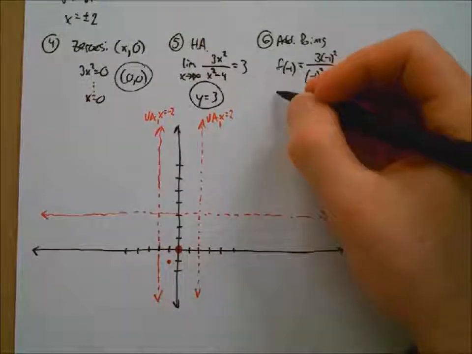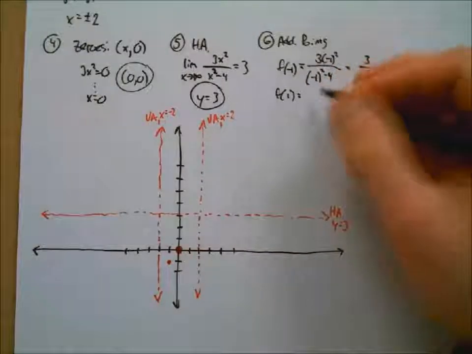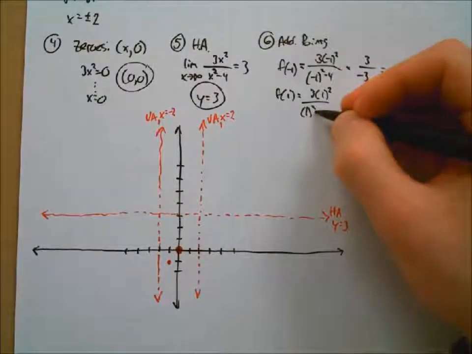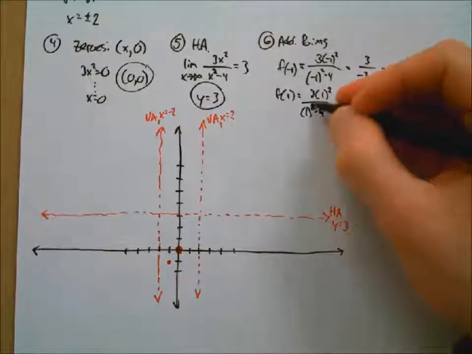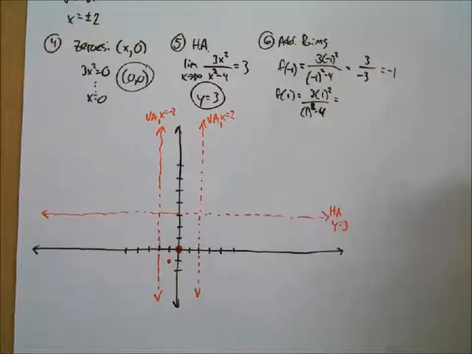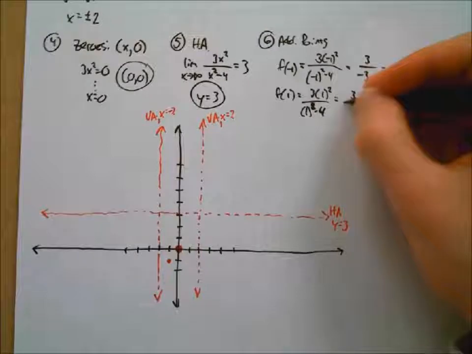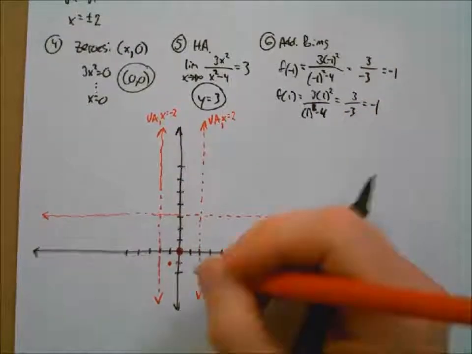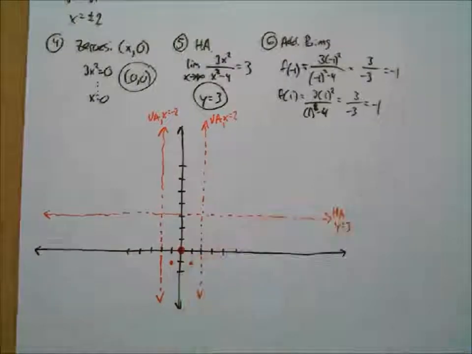Let's also try +1, f of 1. So it's going to be 3 times 1 squared over 1 squared minus 4. If you want to just do this mentally too, feel free. I'm just writing out the notes. Okay. We get 3 over -3, which is also -1. So we get 1, -1 as well.